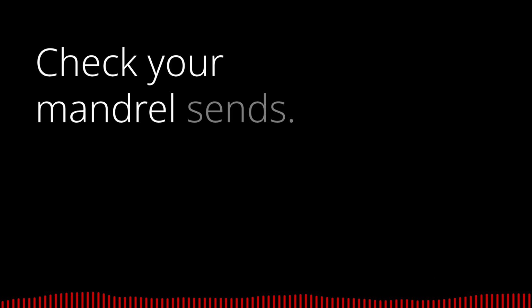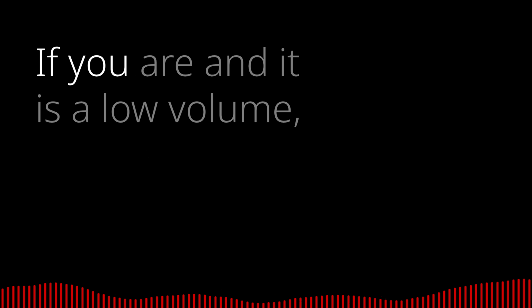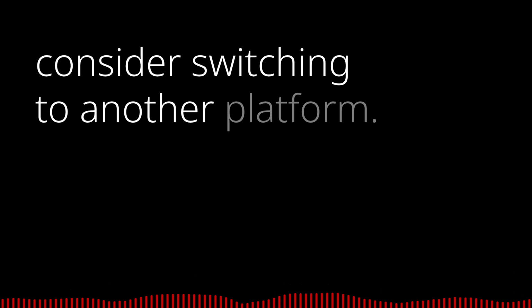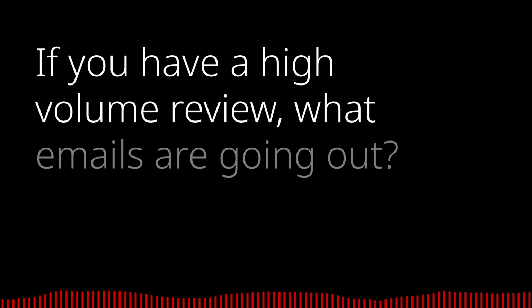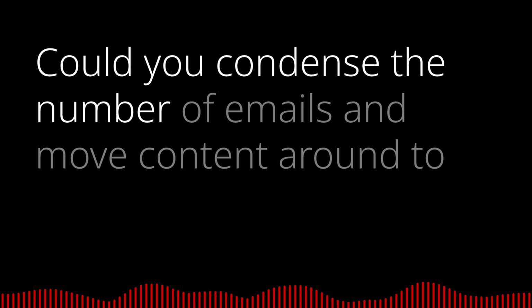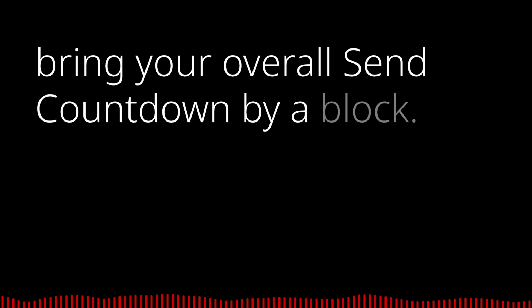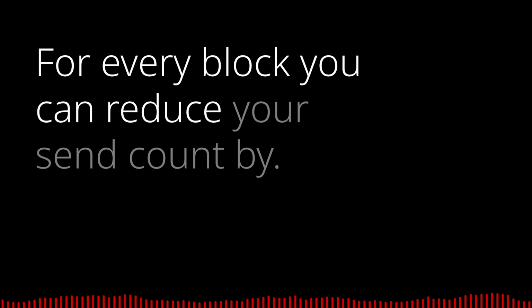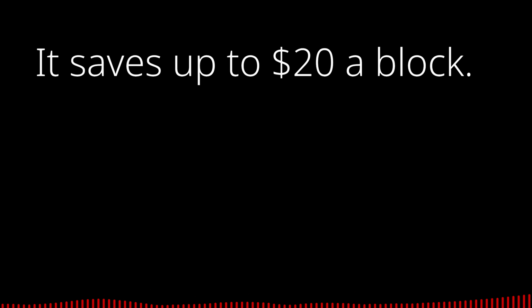4. Check your Mandrill sends. Are you sending transactional mail via Mandrill? If you are and it is a low volume, consider switching to another platform, for instance, Sendinblue. If you have a high volume, review what emails are going out. Could you condense the number of emails and move content around to bring your overall send count down by a block? For every block you can reduce your send count by, it saves up to $20 a block.